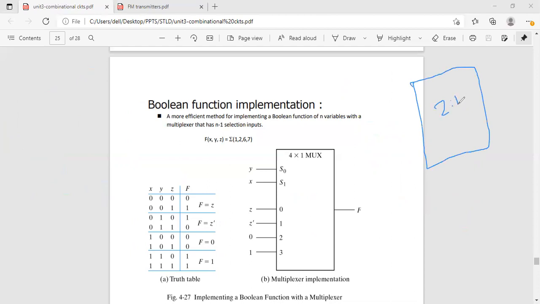If it is 2 to 1 multiplexer, how many select lines we have? Only one select line. And how many inputs we have? 2 inputs. And how many outputs we have? Only one output. And that select line I'm assuming is x. If x is a select line, remaining y and z are inputs.